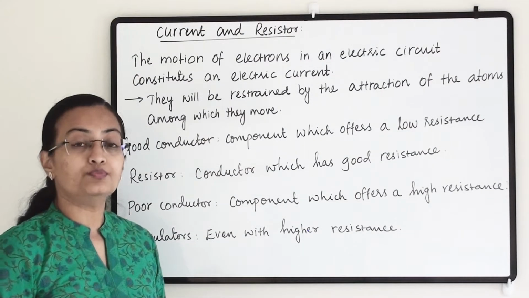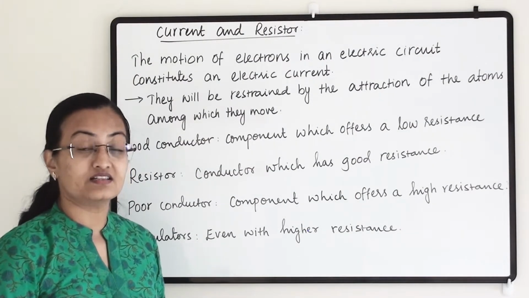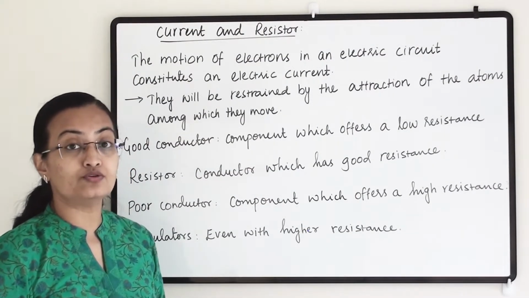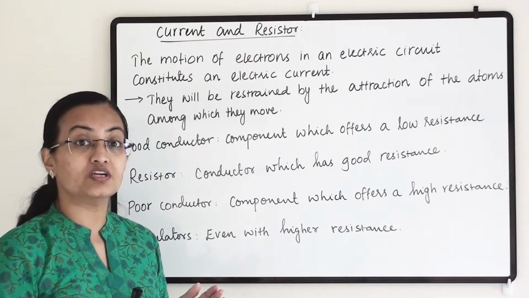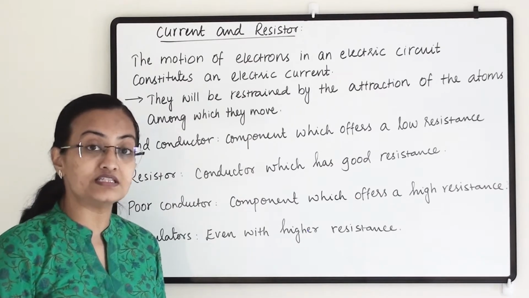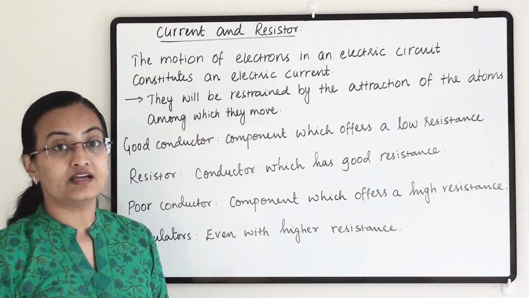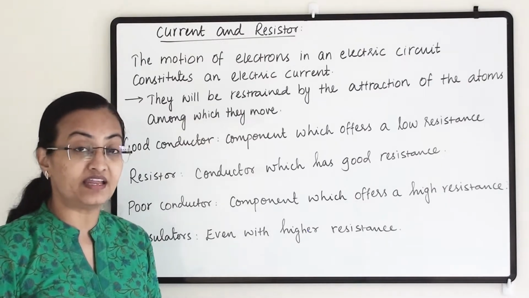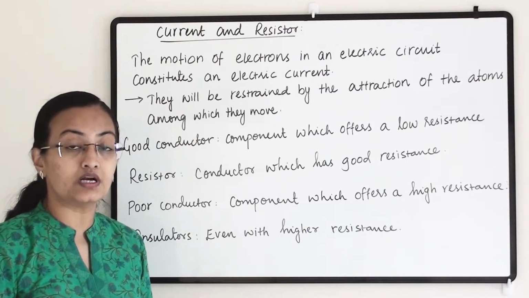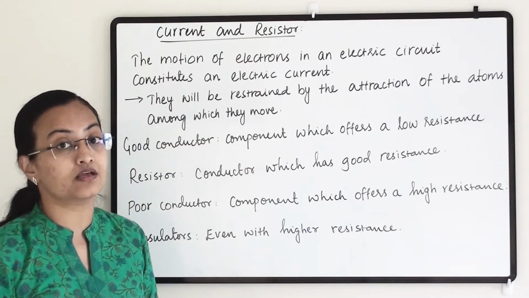Now based on the property of the material, that is a conductor, how much it is allowing to pass the current and how much it shows a hindrance or a resistance towards the current, that will give them a name like poor conductor, good conductor, insulator, resistor, and so on.